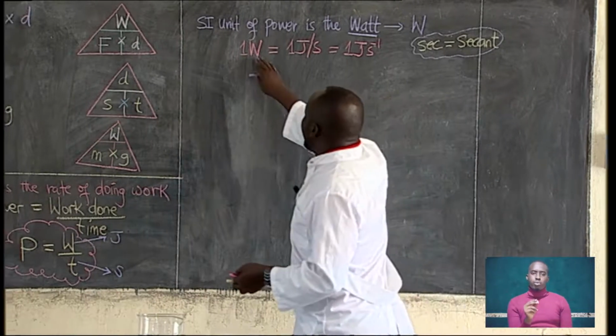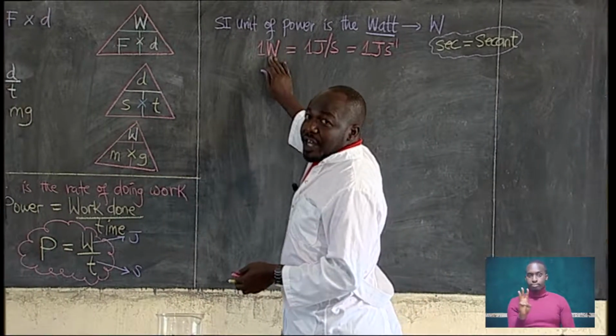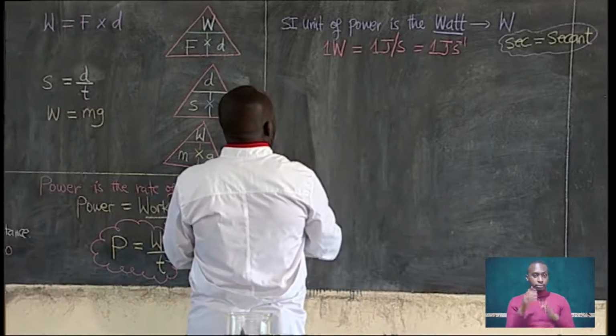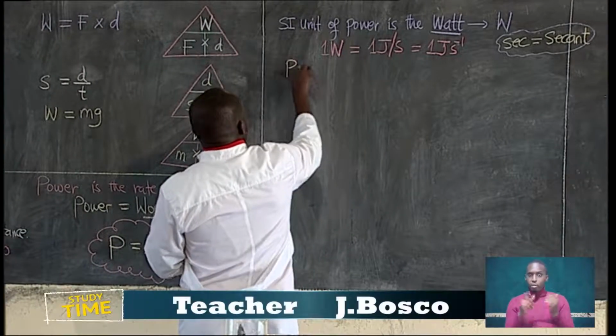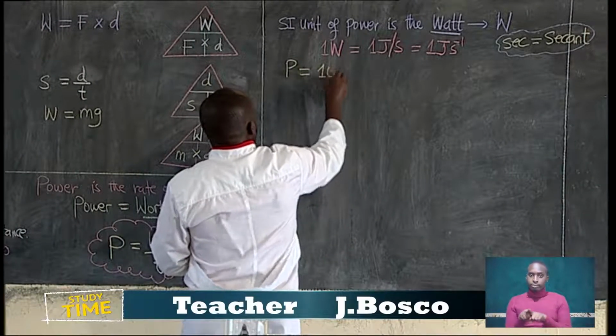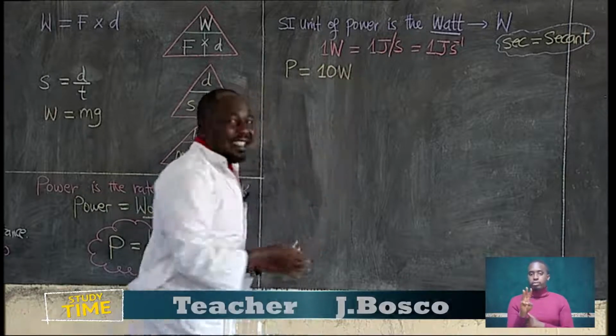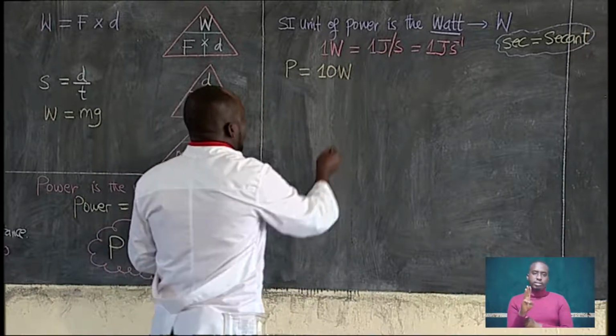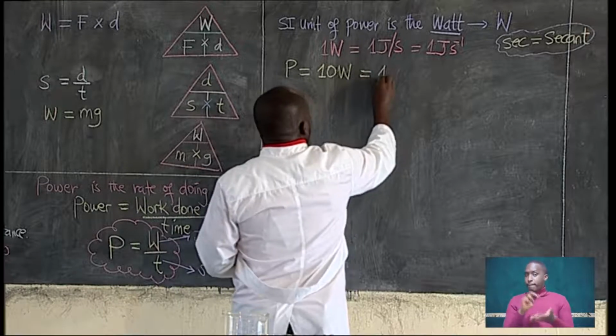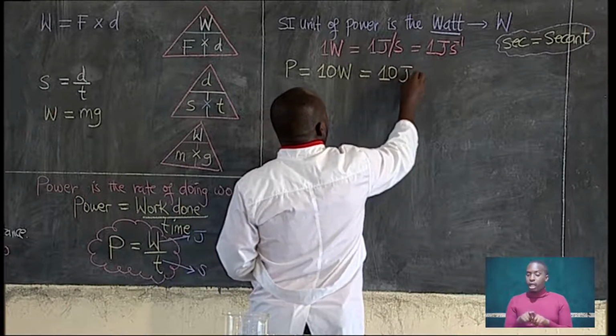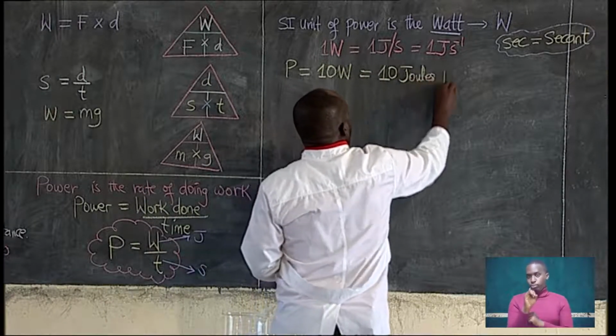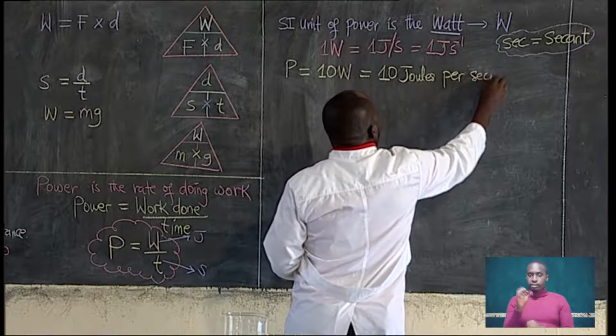So that's the meaning of 1 watt. So that if I say someone's power is equal to 10 watts, just imagine 10 watts. It means this is equal to 10 joules per second.